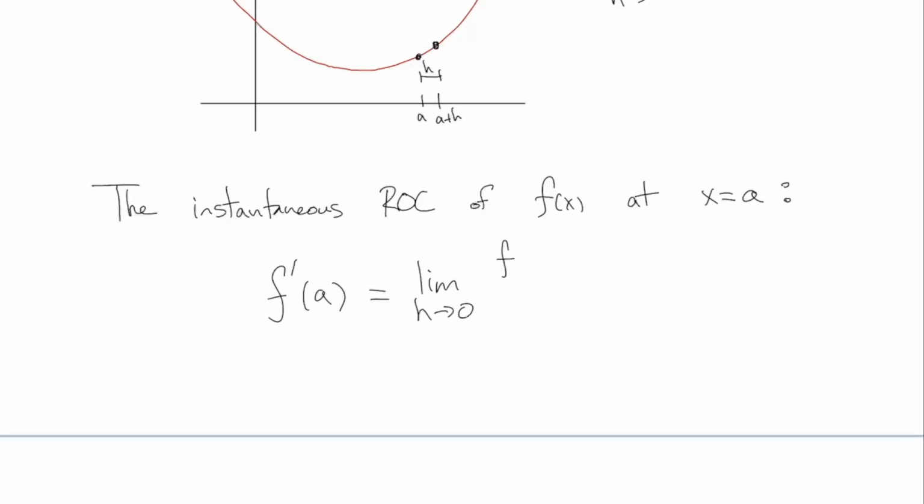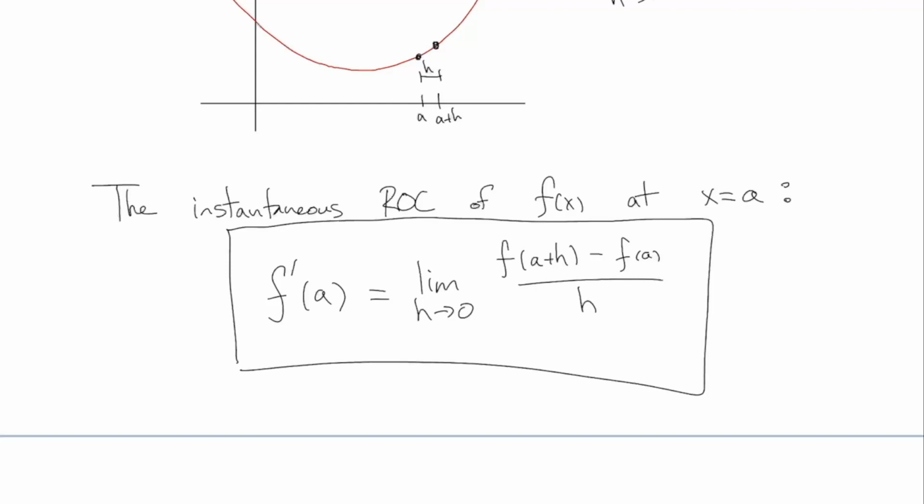And now over here I'm going to write f of b minus f of a, but remember I said instead of b we're calling it a plus h. So it looks like f of a plus h minus f of a, divided by, on the bottom should be b minus a, but instead of b it's a plus h, so it's a plus h minus a, but then the a's cancel and it's just h on the bottom. So this is the formula for the instantaneous rate of change.